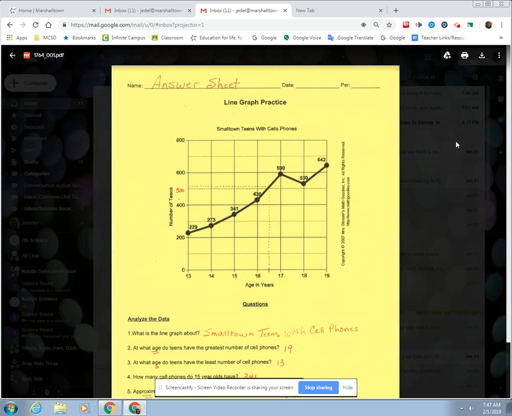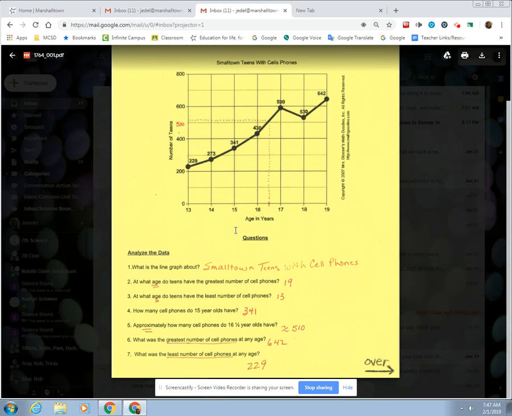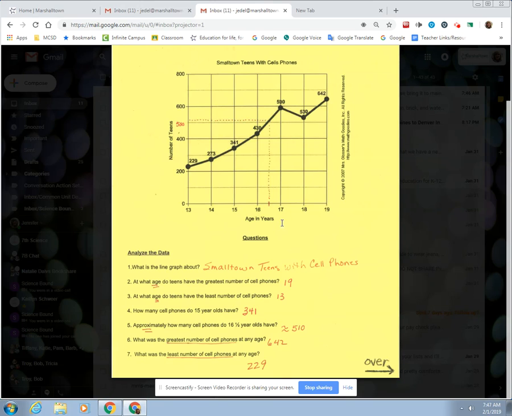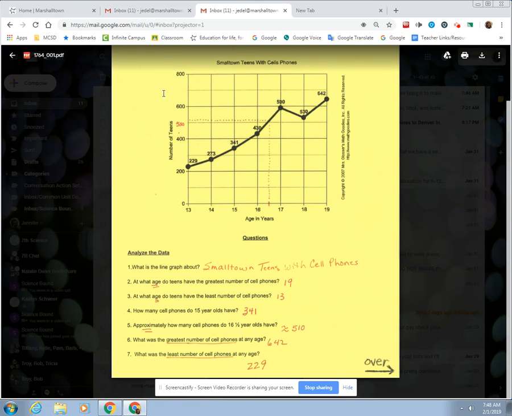So the first question was, what is the line graph about? Hopefully, if a graph has a good title, it will tell you exactly what it's about. It'll have information about the y-axis, which is the dependent variable, and the x-axis, which is the experimental variable. So in this situation, the line graph is about small town teens with cell phones. Okay, so it's talking about teenagers and how many of them have cell phones.